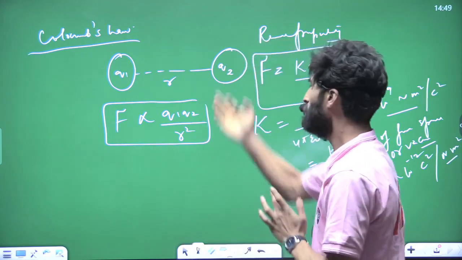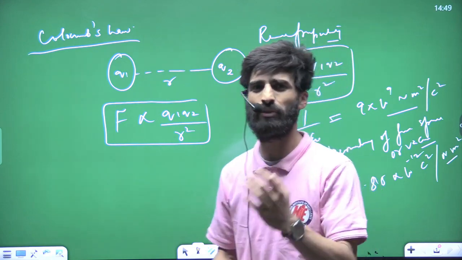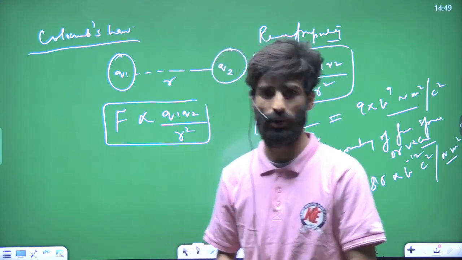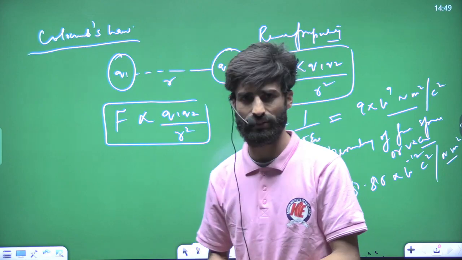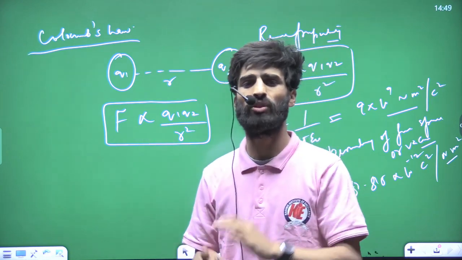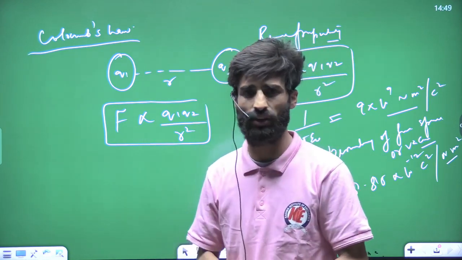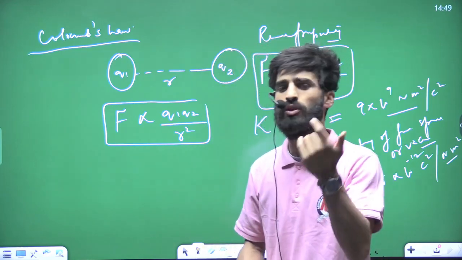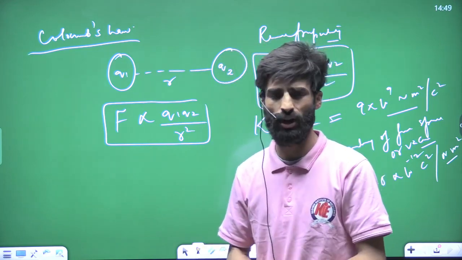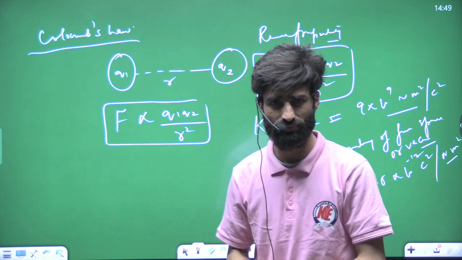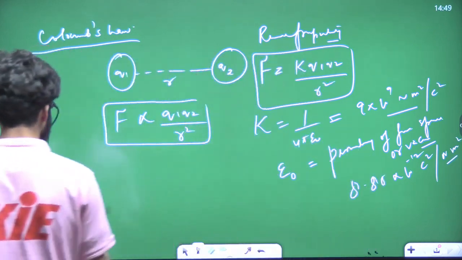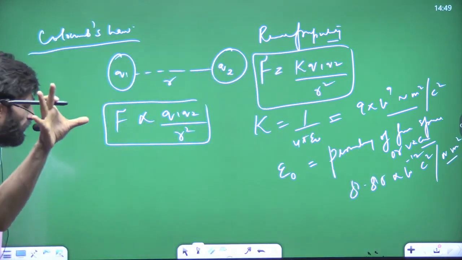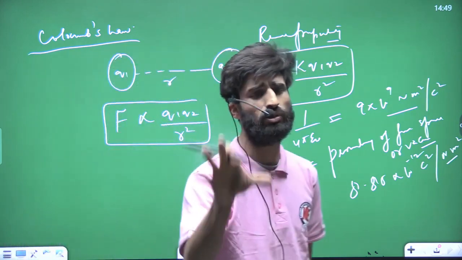But see, my dear, we just explained about stationary and point charges. What is actually a point charge? A point charge is that sort of charge which does not have any volume, which does not occupy any area. In fact, when you say point charge, it does not have any sort of area or volume.